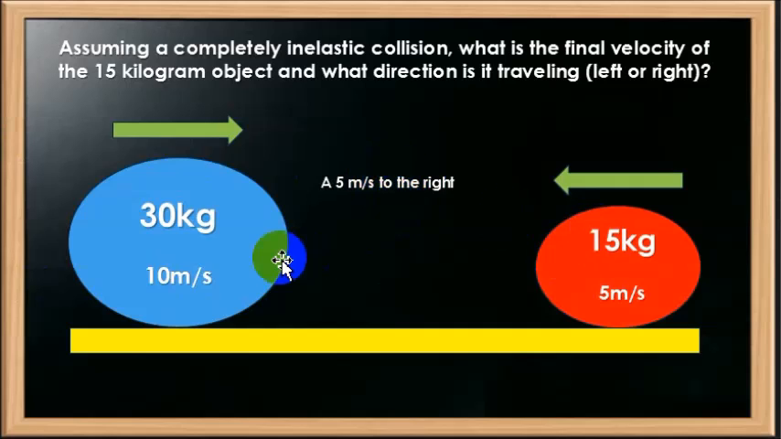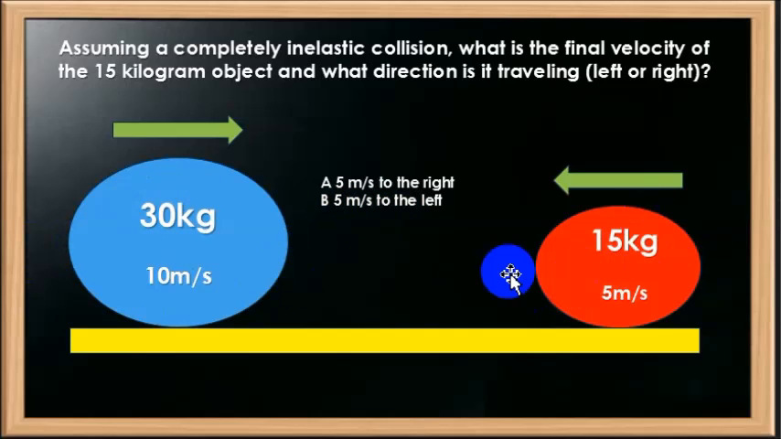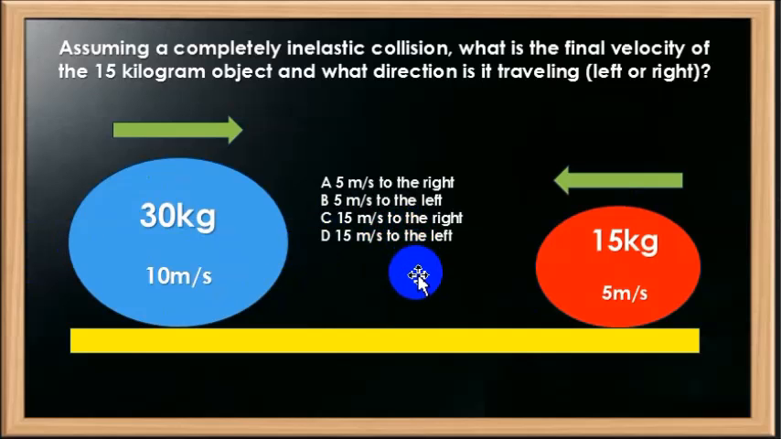This is one of our answers. Will it move at A, 5 meters per second to the right? B, 5 meters per second to the left? We could throw that out because this is a bigger object, and it's definitely going to transfer its energy to this ball and possibly drive it in the opposite direction. C, 15 meters per second to the right, or D, 15 meters per second to the left. I'm going to reiterate: this is bigger, and it's probably going to drive this object to the right. So I would throw out B and I would throw out D.